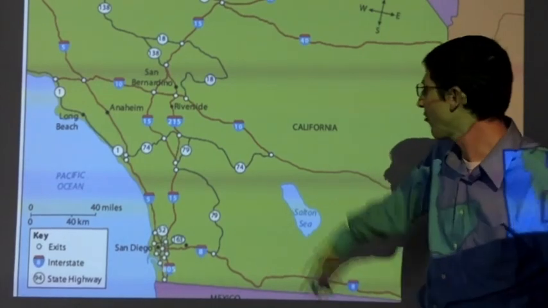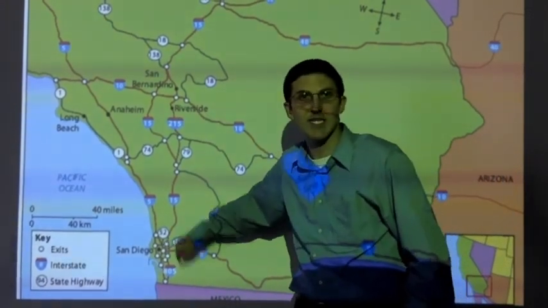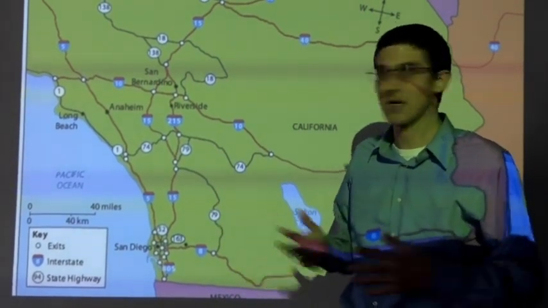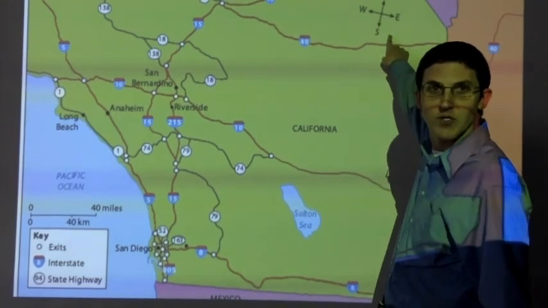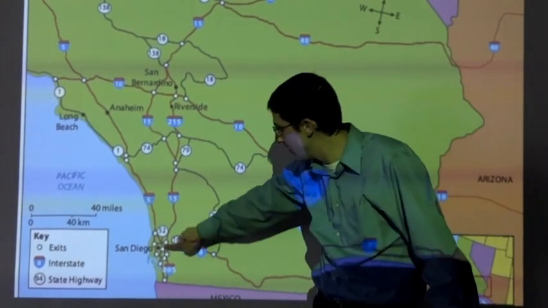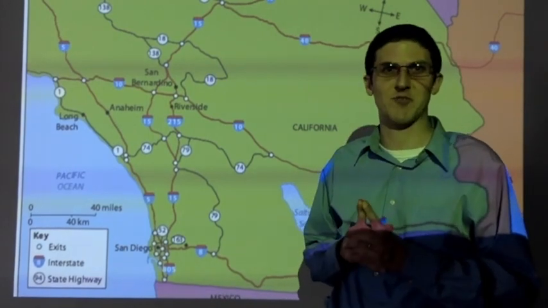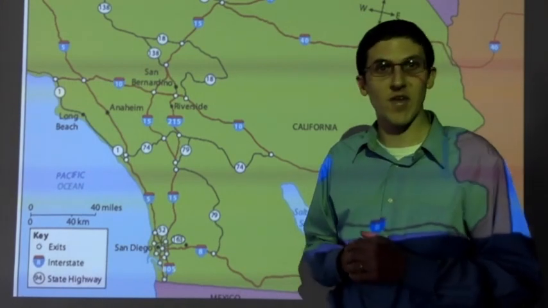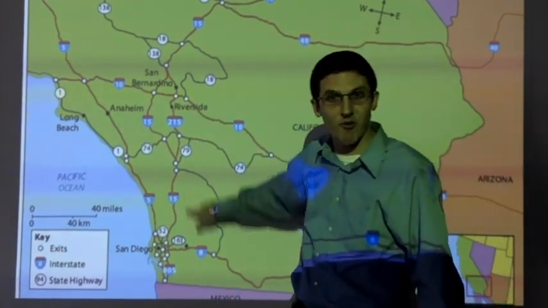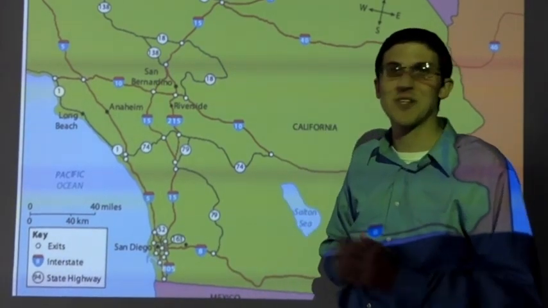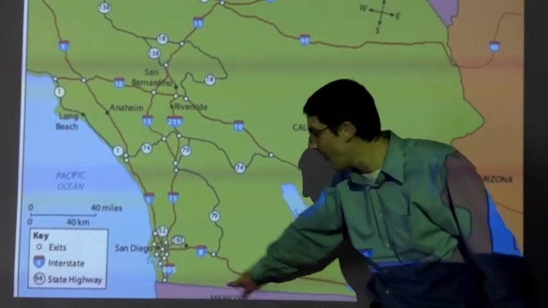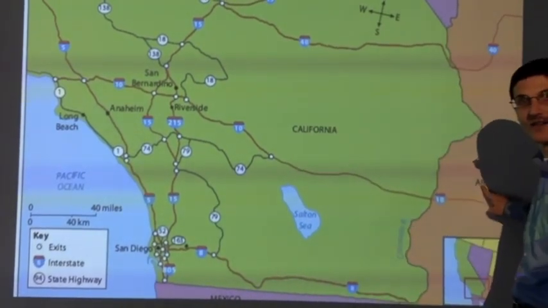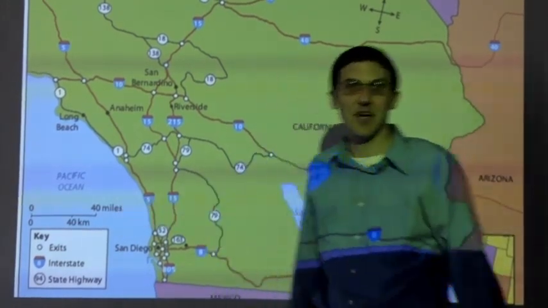If you need to know how to get from Riverside down to San Diego, which direction would you travel? North, south, east, or west? Well, if you use the compass rose, you can tell we need to travel south. But the only problem with the compass rose is it doesn't tell you exactly where something is located. For example, San Diego is south from Riverside, but San Diego is also on the same map north of Mexico. And for that matter, it's west of Arizona and it's east of the Pacific Ocean.